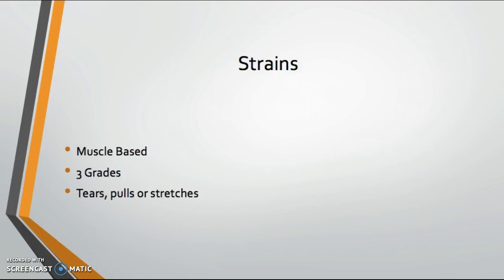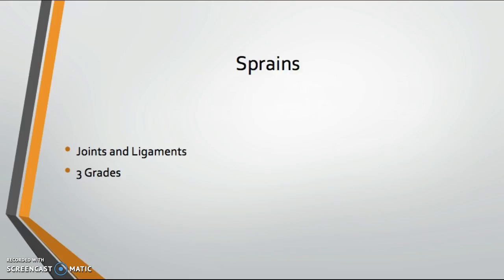With sprains, these are joint and ligament based, and again, there are three grades. It's a stretch or tear of the ligament caused by a trauma like a fall or a twist, so it's overstretching a joint. Grade 1 is where there's a little tearing in the ligament. There's a bit of pain and swelling, but the stability is still good.